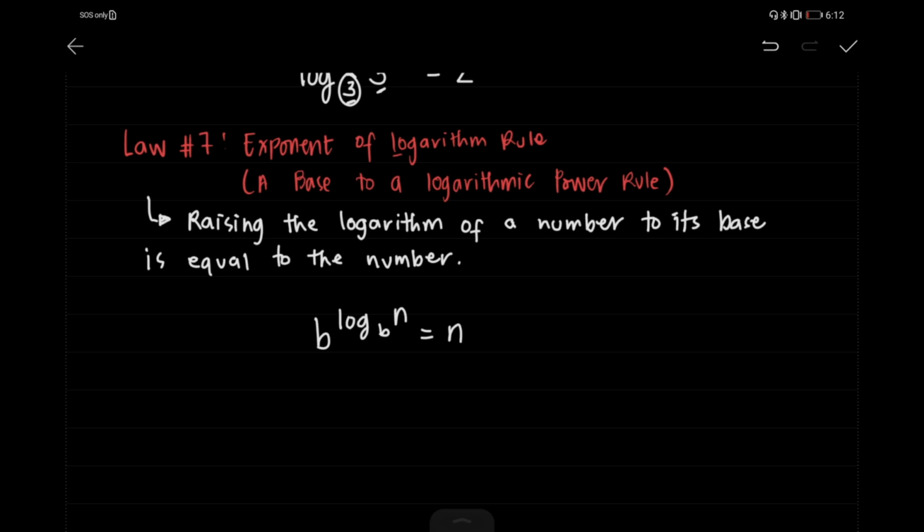For example, if we have 2 raised to the logarithm of 3 to the base 2, whatever the value of our number is will be the value of the whole expression, which is equal to 3. So these are all of our laws of logarithm. In our next video, we will apply these laws of logarithm: how to evaluate an exponential function, how to expand, how to solve a logarithmic equation, and so much more.